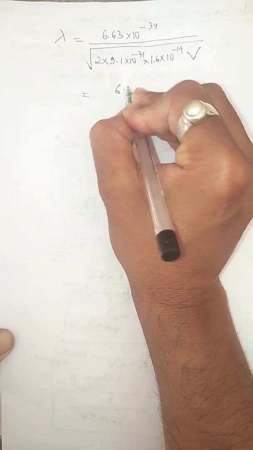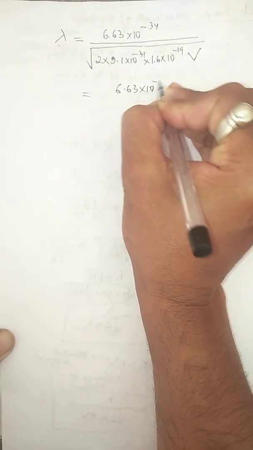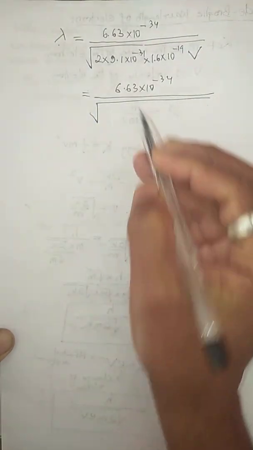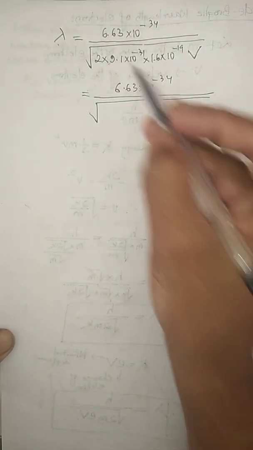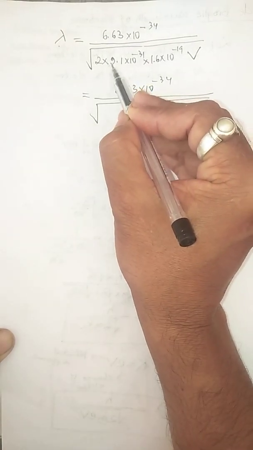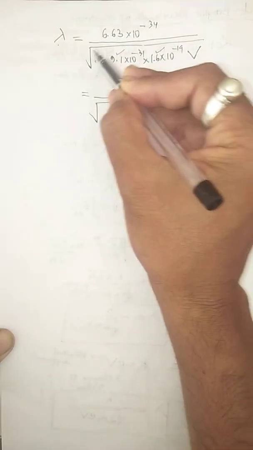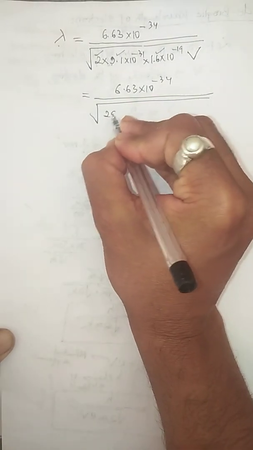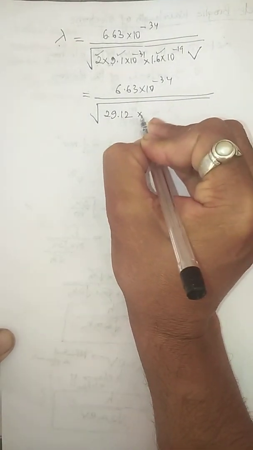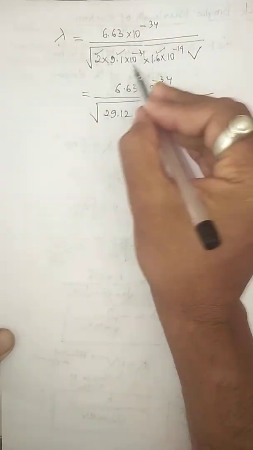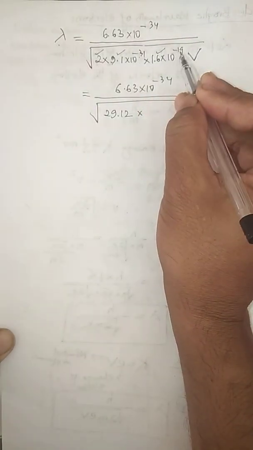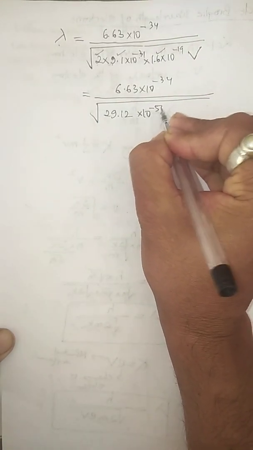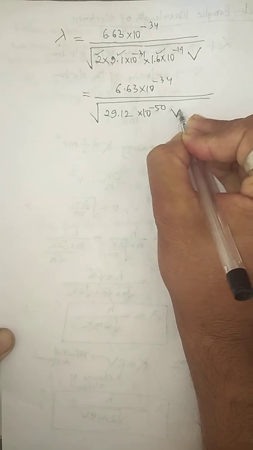So let me write 6.63 into 10 to the minus 34, whole divided by the square root of this quantity. Now we can multiply. Children, now see 2 into 9.1 and 1.6. If you multiply the three quantities with the calculator, you get approximately 29.12 into 10 to the power minus 50, because the exponents, minus 31 and minus 19, will be added.